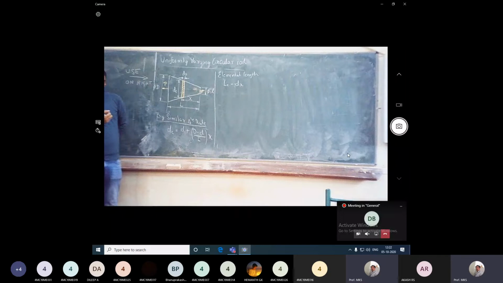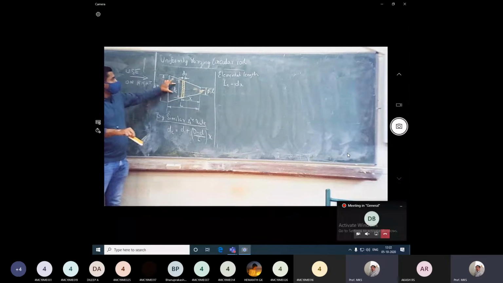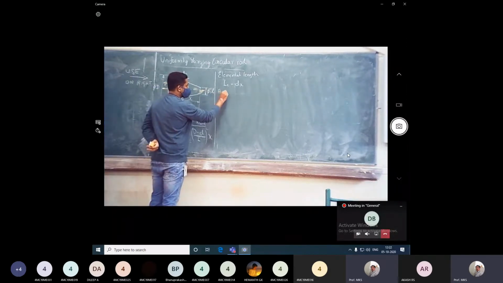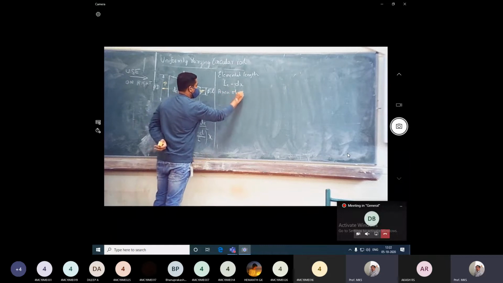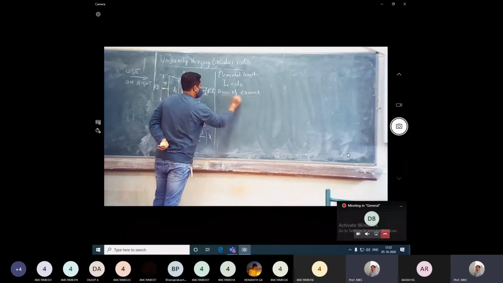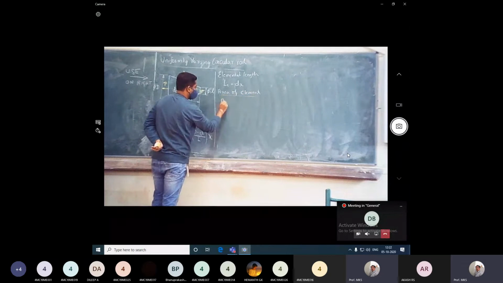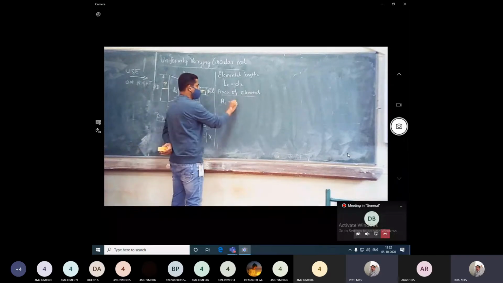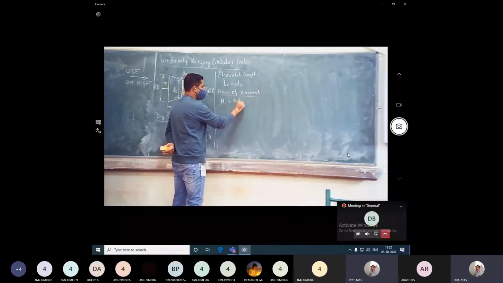Next, you find the area. The area of the element, we'll consider it as AE. You know the general equation for area: pi d square by 4.